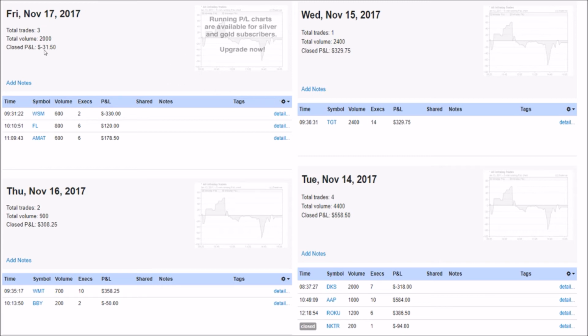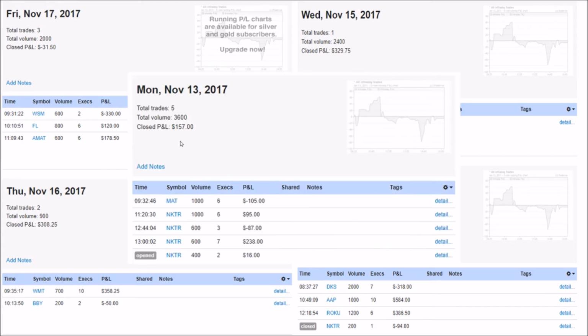And see, this 31.50 on Friday, that's before commissions. Afterwards, I think it ended up being a little over $60. So all of these are minus commissions. I mean, they're not minus commissions. The fees and everything aren't taken off. And here's Monday.